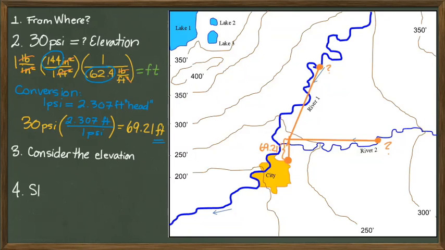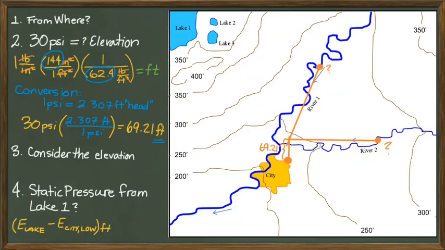As another example, suppose we want to tap lake number 1. We can use our conversion factor and the elevation of the lake and the city to determine the maximum static pressure supplied by this source. Since we are interested in the maximum static pressure, this time we use the lowest elevation from the city. Take a moment to calculate this value as well and tell me, do you think this value is too much?